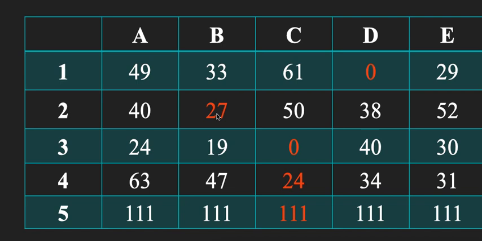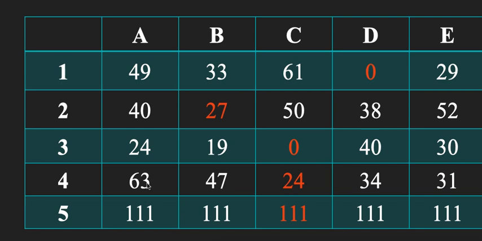Then we have to go here. 40 minus 27 is how much? It is 13. 27 minus 27 is 0. 50 minus 27 is 23. Then 38 minus 27 is how much? It is 11. Then 52 minus 27 is 25. Then come to here, it will remain the same because we have the lowest here, 0. That is 24, 19, 0, 40 and 30.